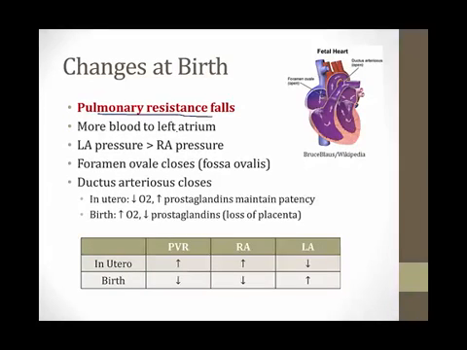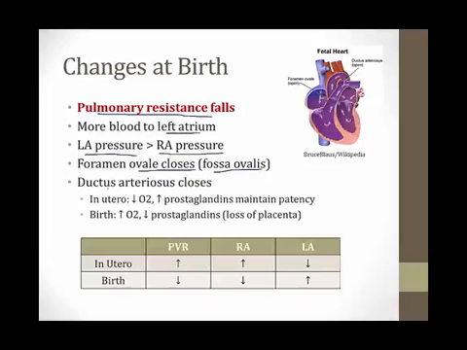This leads to more blood in the left atrium, and it raises the pressure in the left atrium so that it becomes higher than the right atrial pressure. This is going to close the foramen ovale in most cases so that it becomes the fossa ovalis. Like I showed you before, when pressure in the left atrium becomes high, it pushes that septum primum against the septum secundum, and the two structures fuse together.